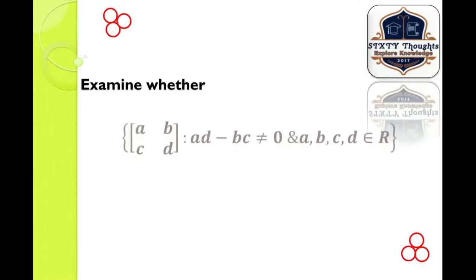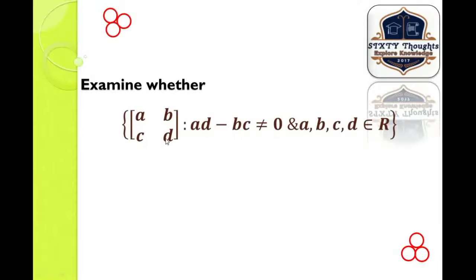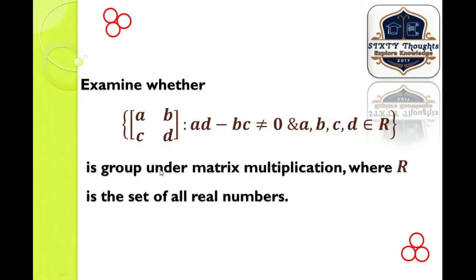Today we are going to discuss one of the interesting topics, an example of group and abelian group under the matrix multiplications. Let us see one problem. Examine whether the given 2 by 2 matrix, that means A, B, C, D, whose determinant is not equal to 0, that means AD minus BC is not equal to 0, and A, B, C, D belong to capital R, where capital R is nothing but the set of all real numbers, is a group under the matrix multiplications.